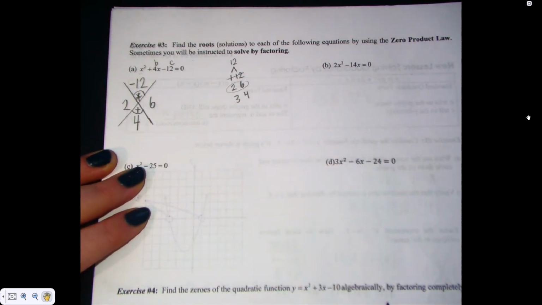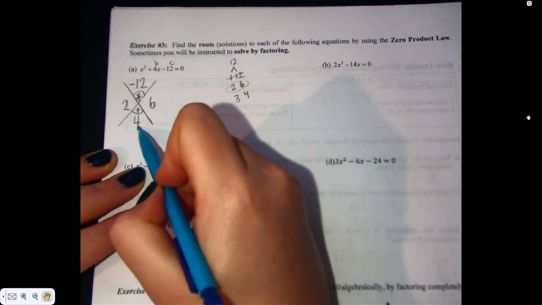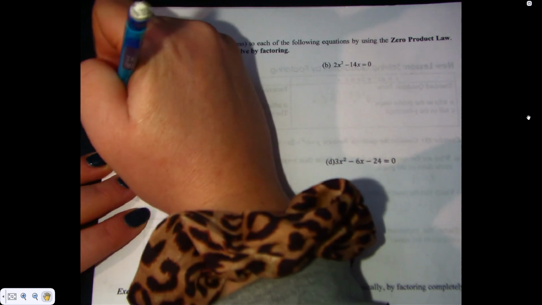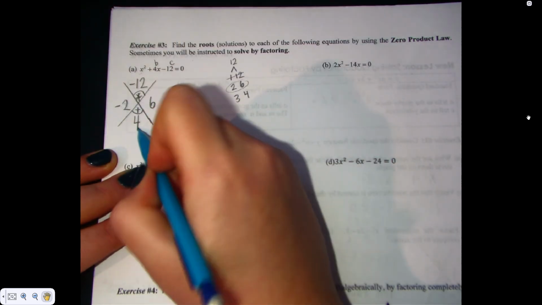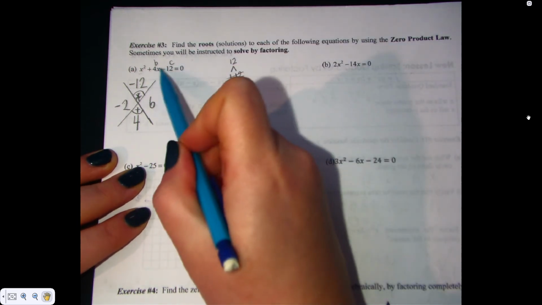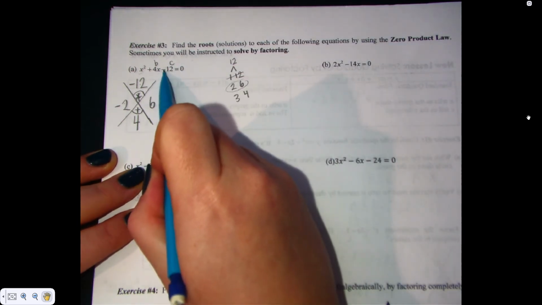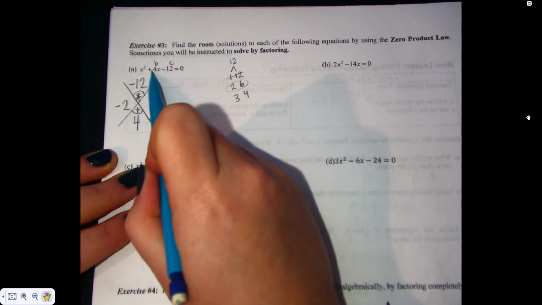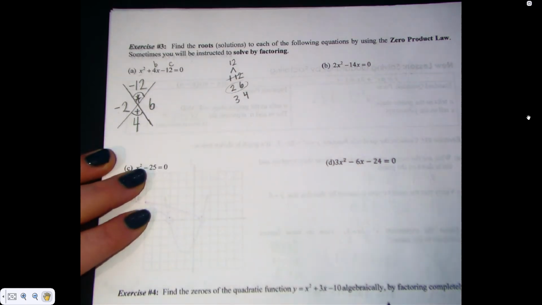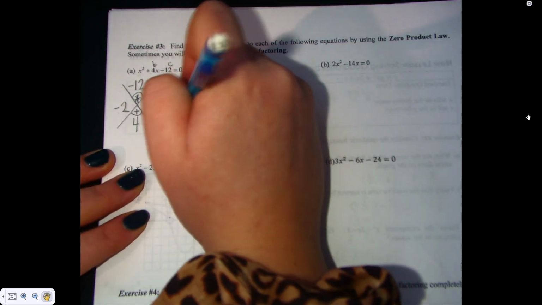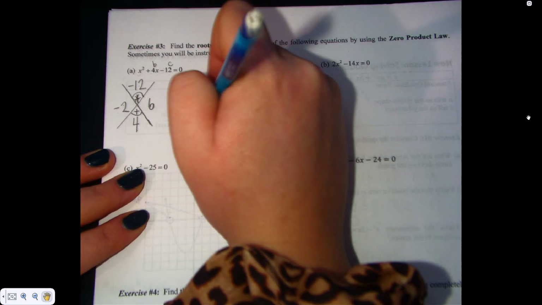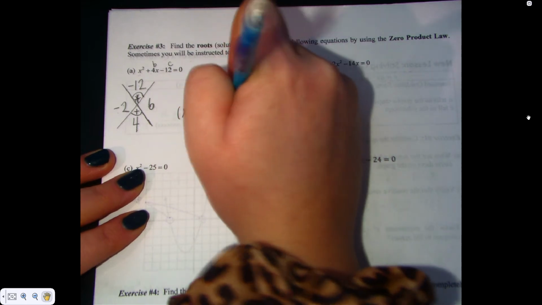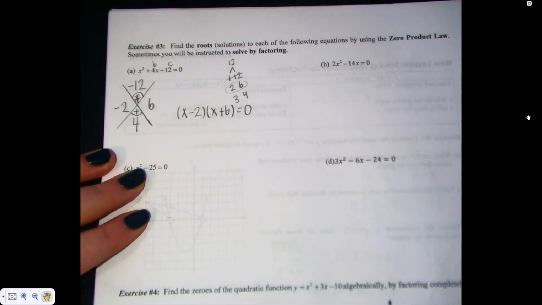And I need the 4 to be positive. So that means that this 2 is negative. So 6 minus 2 is 4. 6 times -2 is -12. I could have looked at it here. The C has a minus on it. That means that they're going to have different signs. The B is positive, so that means the bigger number is positive. So what are my factors? Well, my factors are x minus 2, x plus 6. All of this equals 0.